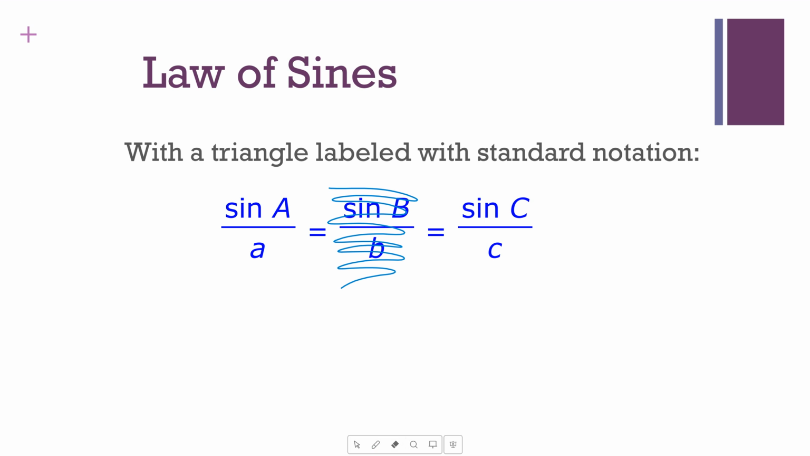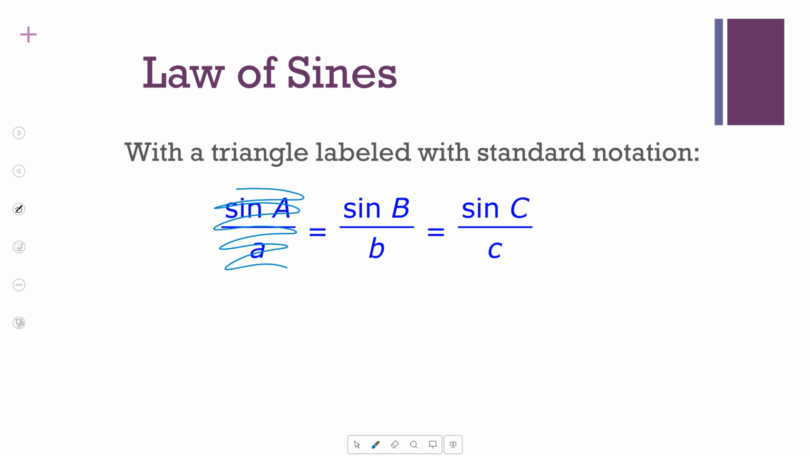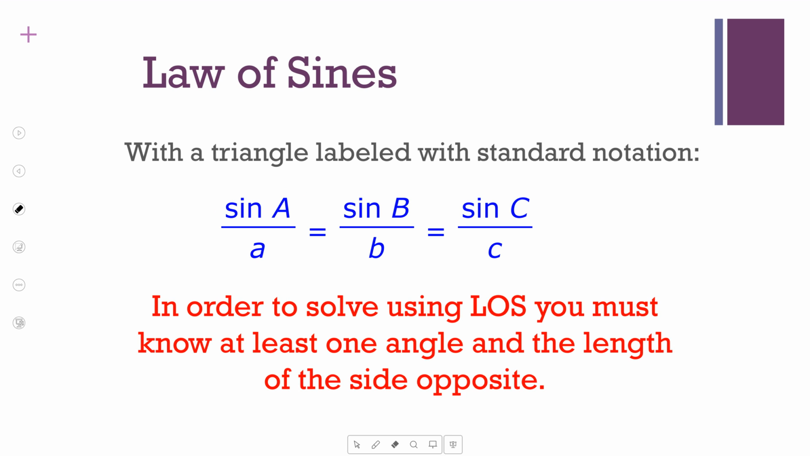And then, of course, you're all bright enough to realize that the third scenario would be if you have B and C, you get rid of the A part. So you take the chunks out of that law that you need. And that just reiterates what I already said. You have to have an angle and the side opposite to proceed.